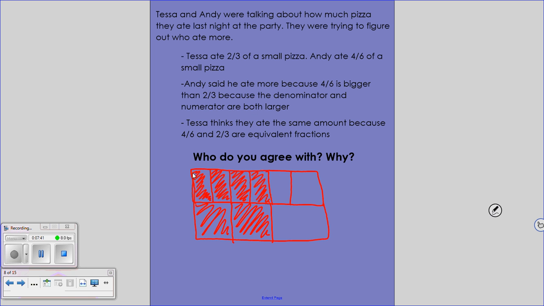Who are we going to agree with? We have our model. This is Tessa, T for Tessa. She ate 2/3, and then our top one we have A for Andy, and he ate 4/6. So we know that Andy said he ate more because 4 and 6 is bigger than 2 and 3. The denominator and numerator are both larger. That's true. 4 is a larger number than 2, and 6 is a larger number than 3. Tessa thinks they ate the same amount because 4/6 and 2/3 are equivalent fractions.